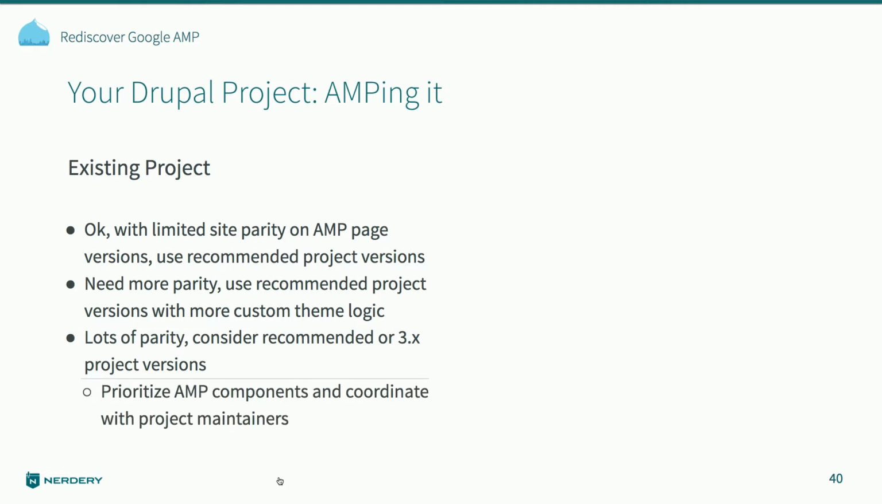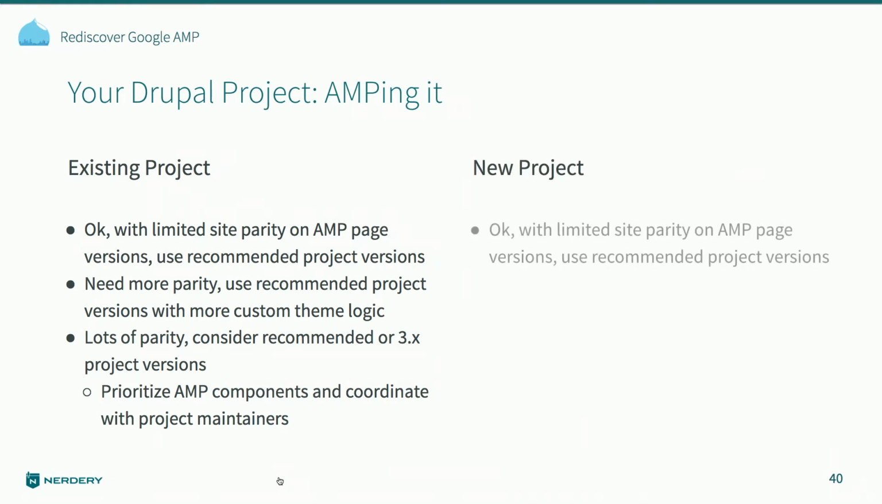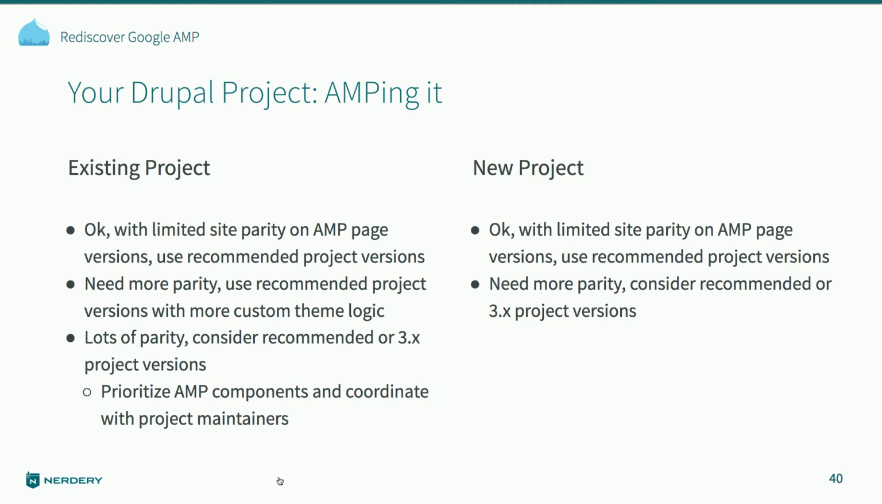Another bullet point here is just coordinating with the maintainers and prioritizing your AMP components. If you're planning for a future project, again, because of the amount of effort involved in doing a fully AMP site, your least amount of effort will probably still be working with the current recommended versions. And then if you need more parity and more features, it's the same thing on the other side. You just need to start prioritizing the AMP components that you need.